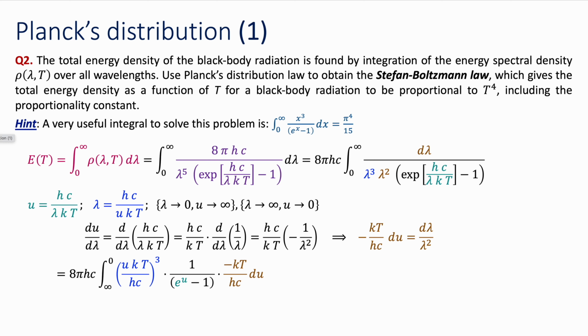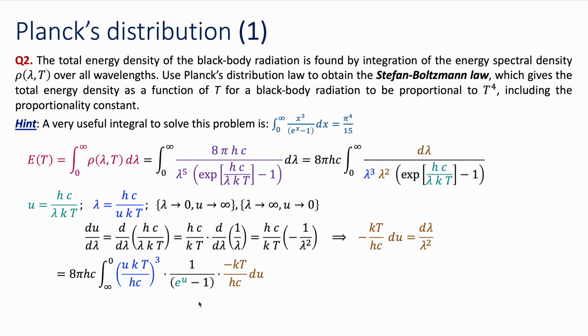The limits, which went from 0 to infinity, now go from infinity to 0. Then 1 over lambda cubed, which I have here, then times 1 over e to this, but this is equal to u, minus 1, and then the differential of lambda over lambda squared is equal to all this term, which I'm writing here. Okay? Now, I have to group all the terms that I can together, cancel all the terms that I can, and then just put everything together.